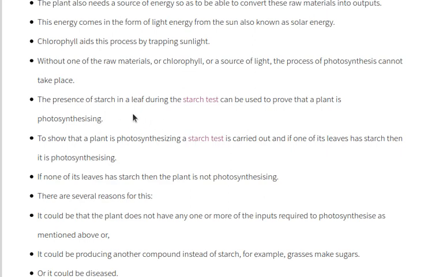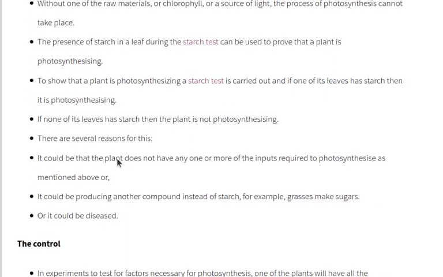So we're saying that for us to see whether there was photosynthesis or not, we're just going to be doing what is called a starch test. We test for the presence of starch on a leaf, right? To show that a plant is photosynthesizing, a starch test is carried out, and if one of the leaves has starch, then it is photosynthesizing. That's basically it, and we can check whether the plant is photosynthesizing or not by checking whether the end products of photosynthesis are present on the leaf, right?